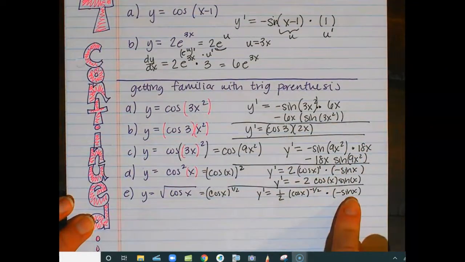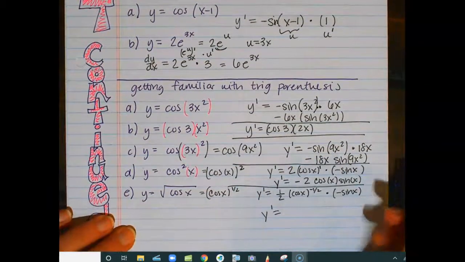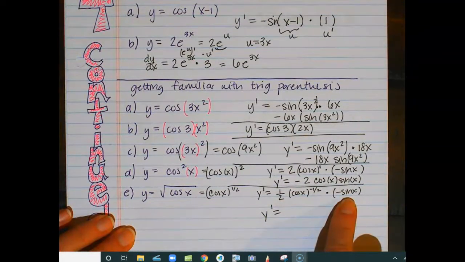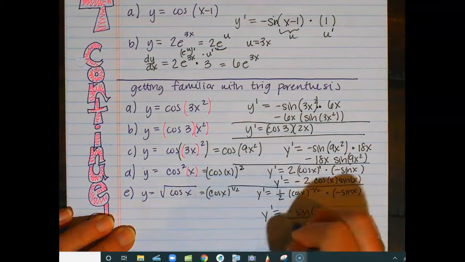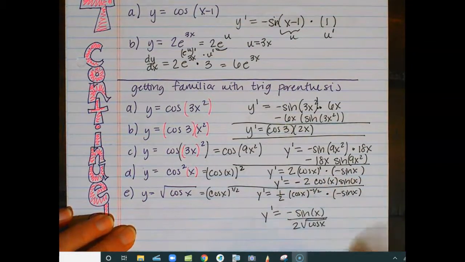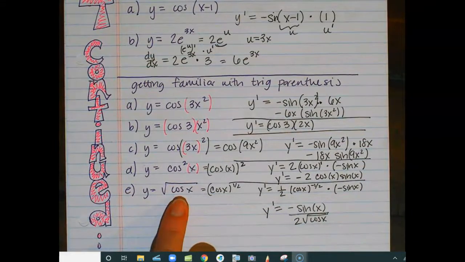Parentheses are also important here because otherwise it would look like a subtraction problem, and this is multiplication. So if I'm going to rewrite this really pretty, I'm going to say y prime equals 2 goes on the bottom, cosine of x goes on the bottom, negative sine of x is on the top. So negative sine x over 2 times the square root of cosine of x. There's the square root there. So parentheses are really important. They're one of my pet peeves, but the book does a good job of going through these examples, so you can go through those if you have questions as well.